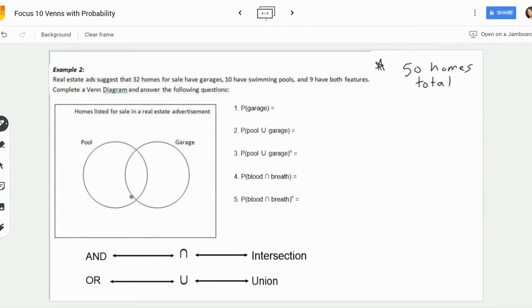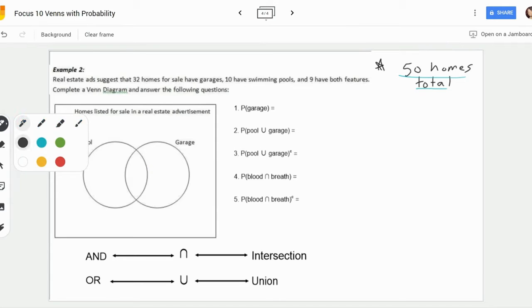There's a circle for pools, the houses on the ad with pools. There's a circle for garages, and those are the number of homes that have garages. The intersection right there in the middle are the homes that have both. Notice this does not say how many total homes are on the ad, whereas in the example before it, we had 50 homes total. That's why it's listed up here. So keep in mind that not all homes fit into these circles, and that's important moving forward.